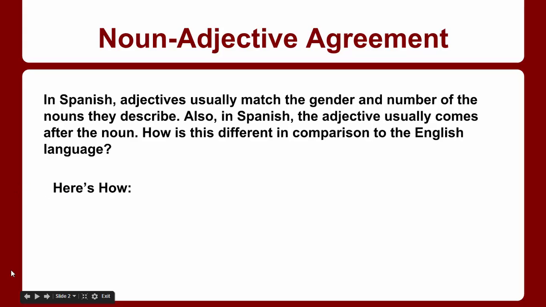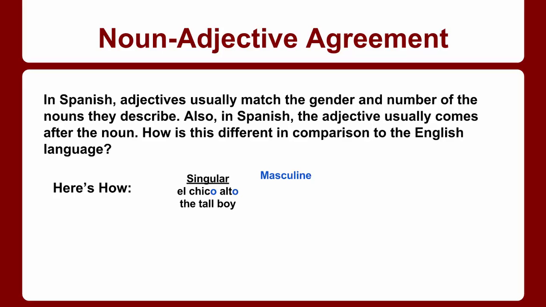So let's talk a little bit about masculinity and femininity. In the Spanish language, adjectives and nouns have masculinity and femininity. So in Spanish, the adjective has to agree with the noun it modifies. So in this situation, the adjective is masculine because the noun is masculine. So in this situation, the adjective ends with O. El chico alto. As you can see, the adjective is after the noun.